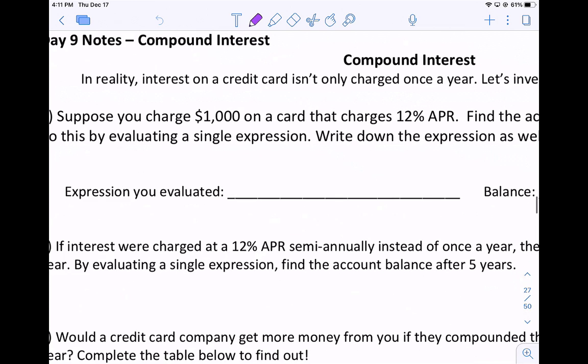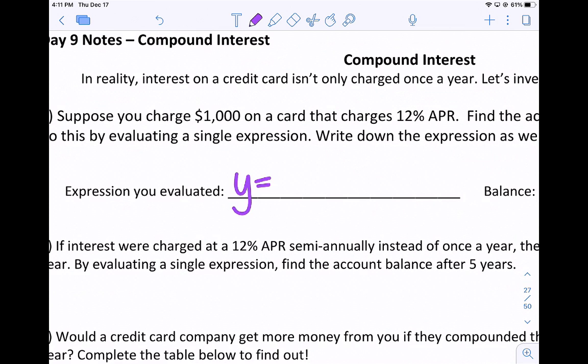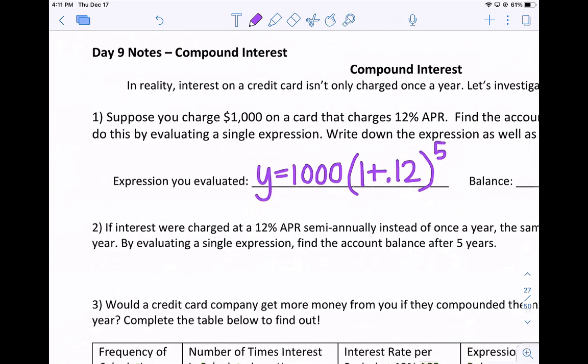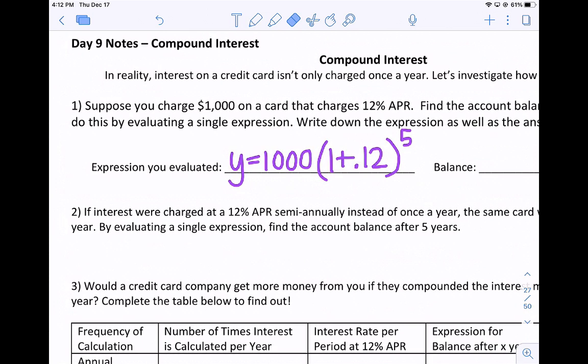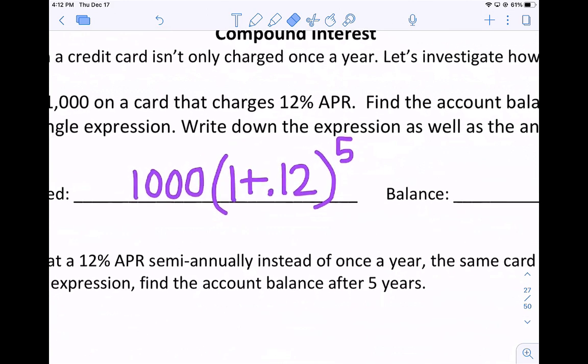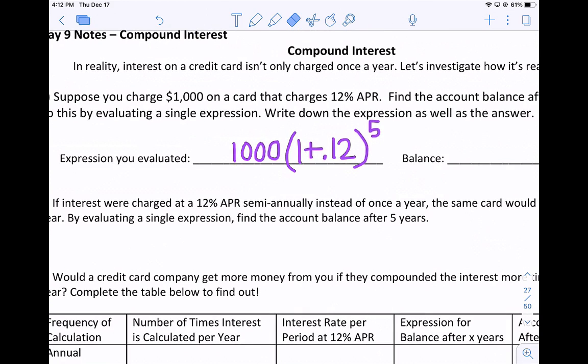So again, we've talked about how interest can be calculated if we have our starting amount, $1,000, and our interest is increasing at 12% per year. So 1 plus the 0.12, because the interest is going up, the amount that we owe is going up, to the power of t. And we're doing it for 5 years, so really I should put the 5 years here. Okay, so this is what it means by a single expression that we evaluate. An expression doesn't have an equal sign, so here it is. Let's calculate how much we owe at the end of 5 years.